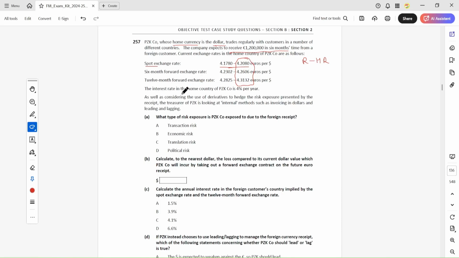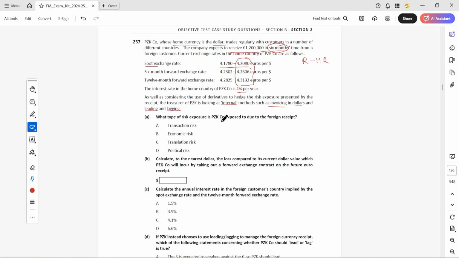Okay, so in 6 months time, this is relevant. The interest rate in the home country is 4%, as well as considering the use of derivatives to hedge the risk exposure presented by the receipt. The treasurer of PZK is looking at internal methods such as invoice in dollar and leading and lagging. These are internal methods, or I told you these are traditional methods, or you can say internal methods. It means the same, right?